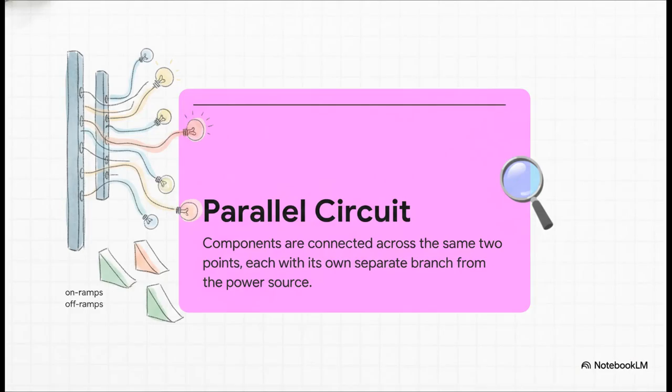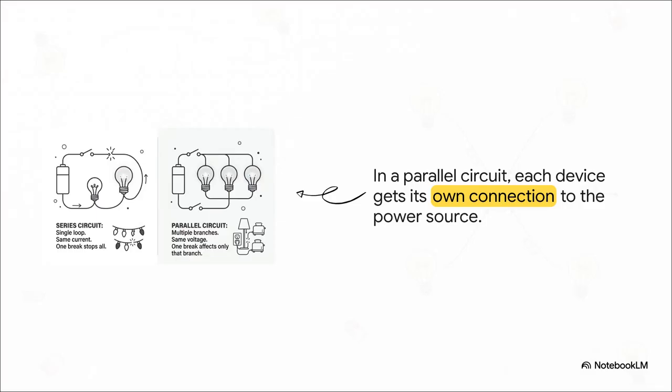In a parallel circuit, instead of being daisy-chained, each component gets its own personal connection to the power source. Think of it like every device has its own private on-ramp and off-ramp to the main electrical highway. This diagram makes it crystal clear. You see how each of those light bulbs has its own separate little loop going back to the battery? The electricity flows down the main wire and then it splits, sending some of the current down each individual branch.